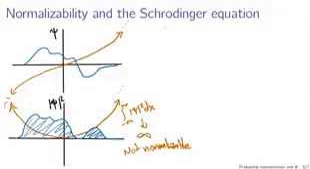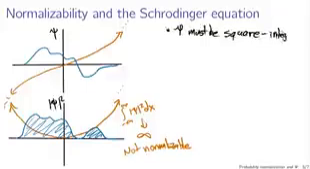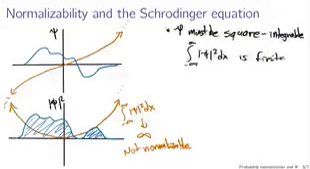In order for this to be possible, psi has to have this property, and the mathematical way of stating it is that psi must be square integrable. And all this means is that the integral from minus infinity to infinity of the squared magnitude of psi is finite. You don't get 0, you don't get infinity.